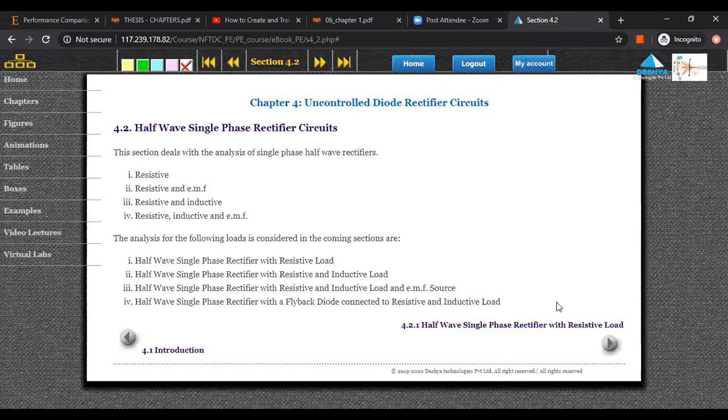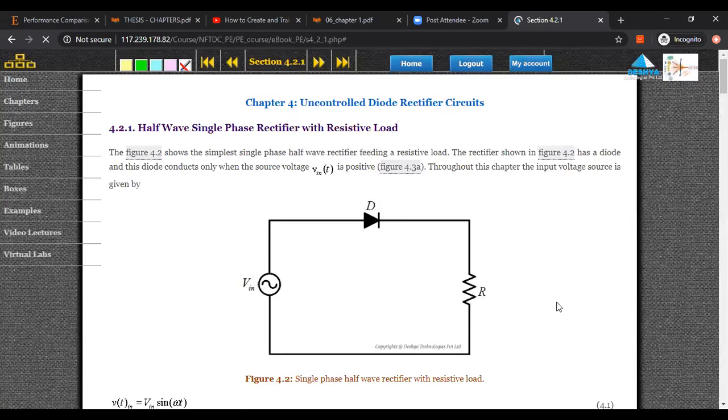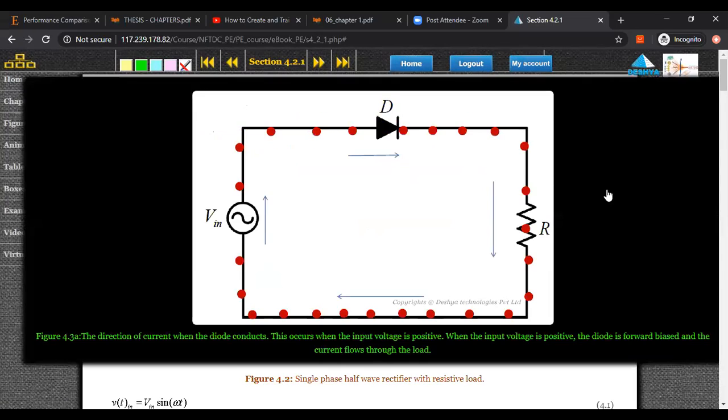Different types of loads connected to a half-wave rectifier. So first we did the resistive load. We understood its waveforms and its conduction period. If Vin is greater than 0, the diode is forward biased. This is the conduction path for the first positive half cycle. Positive half cycle, why? Because Vin is greater than 0. So that is what we said.